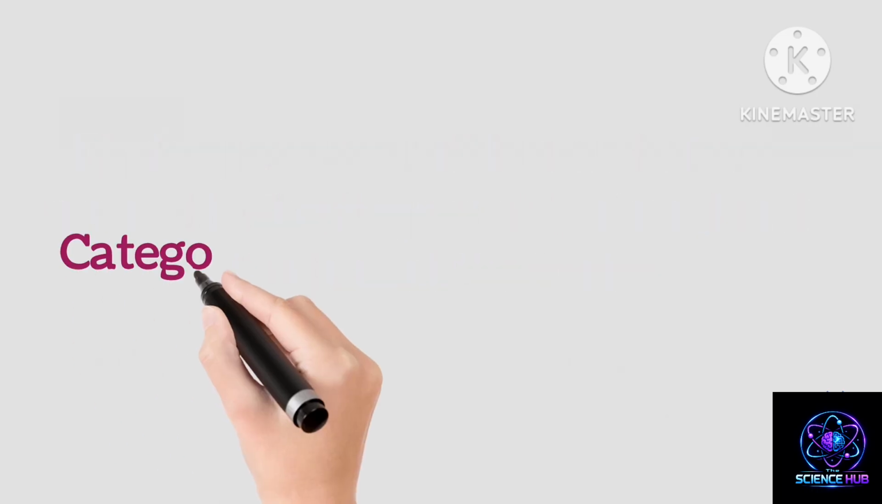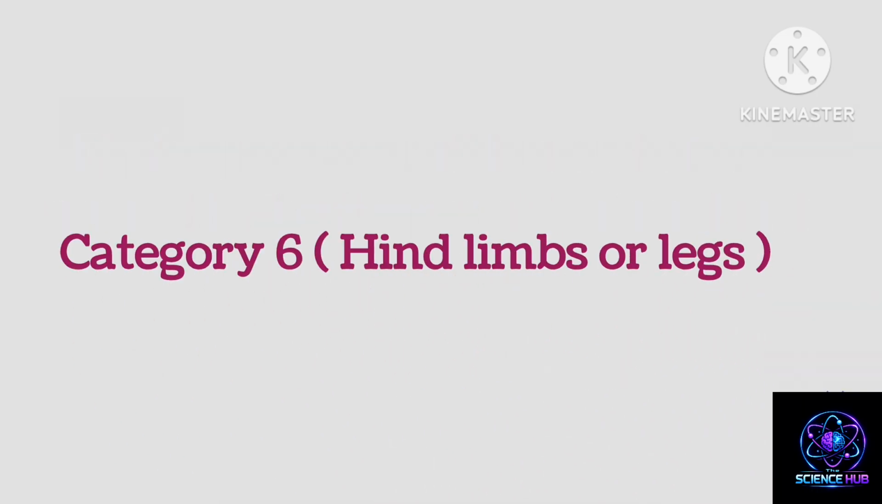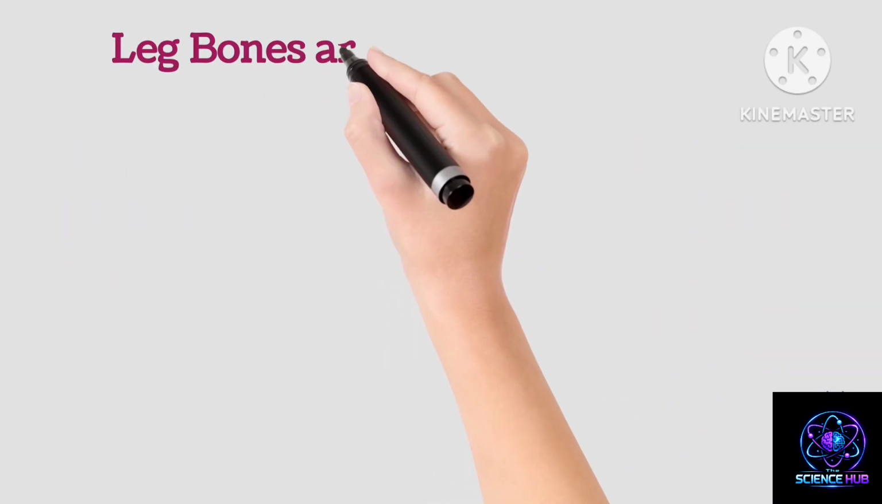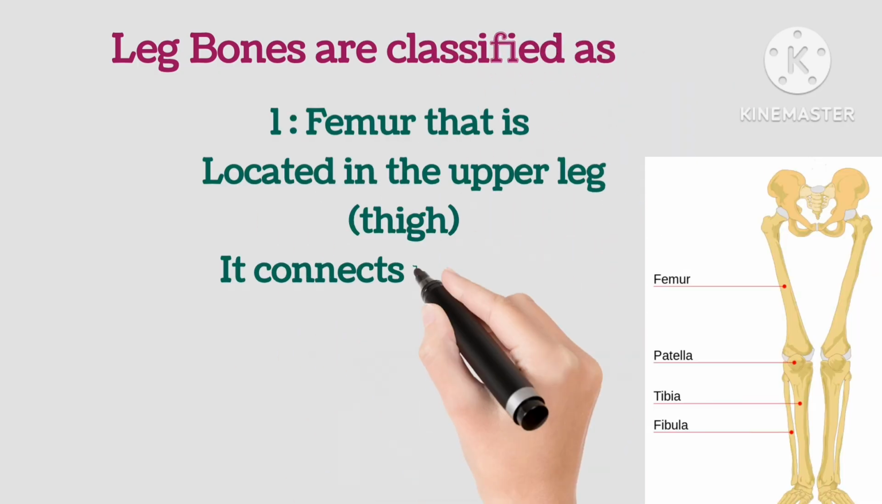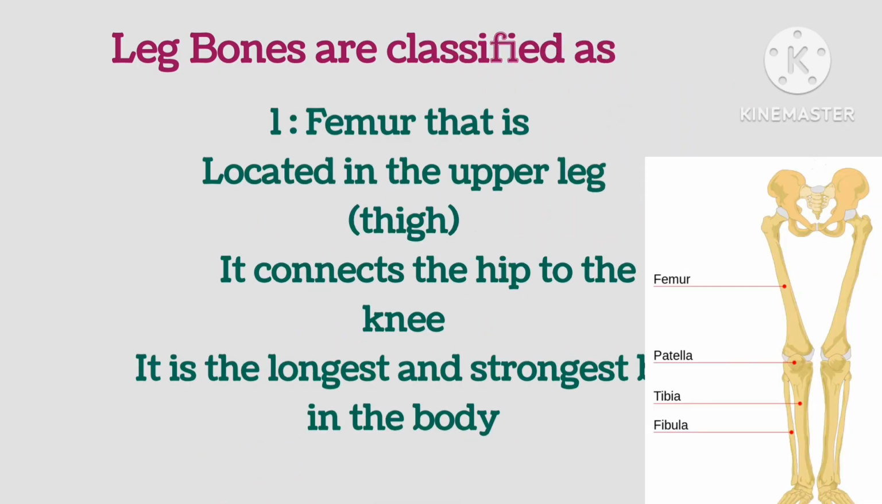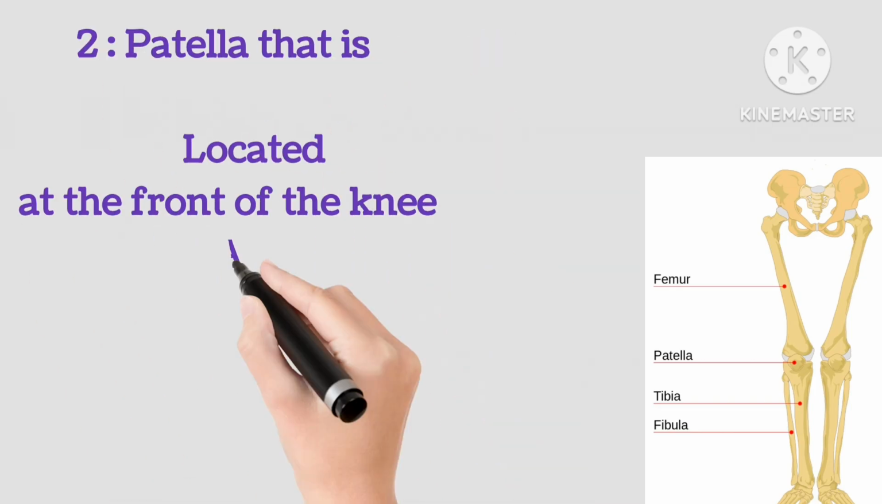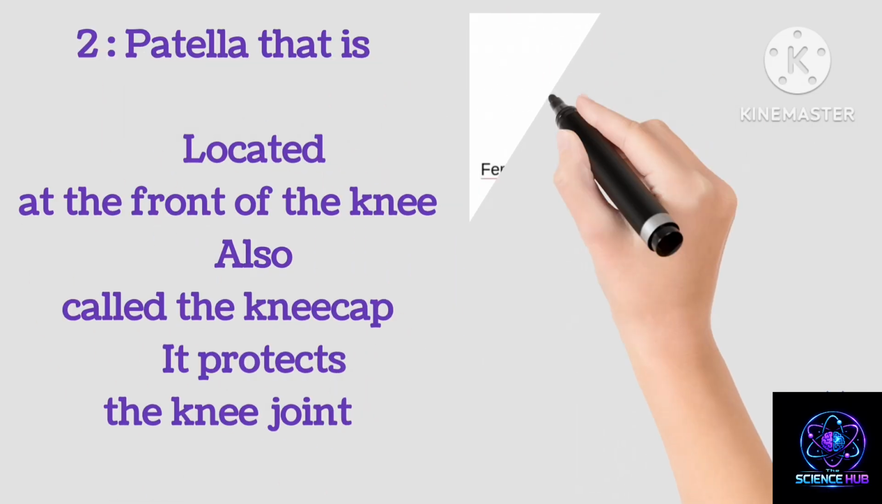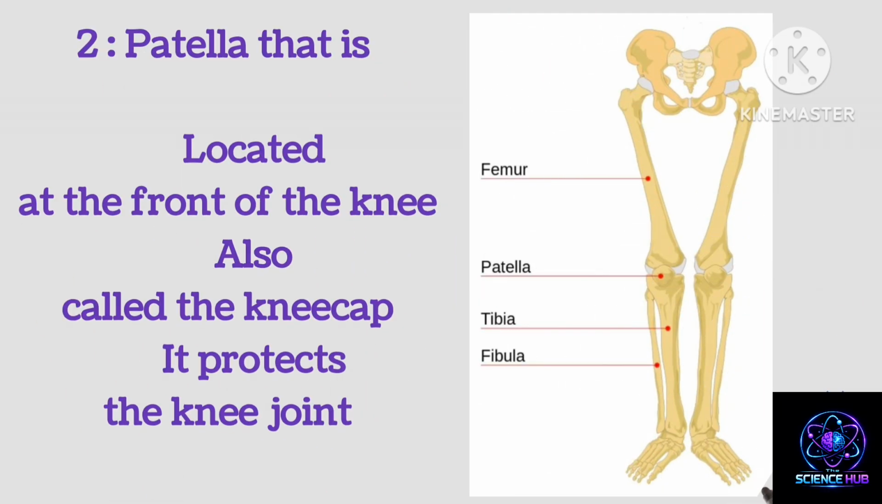Category 6, hind limbs or legs. Leg bones are classified as number 1, femur, that is, located in the upper leg, the thigh. It connects the hip to the knee. It is the longest and strongest bone in the body. Number 2, patella, that is, located at the front of the knee, also called the kneecap. It protects the knee joint.